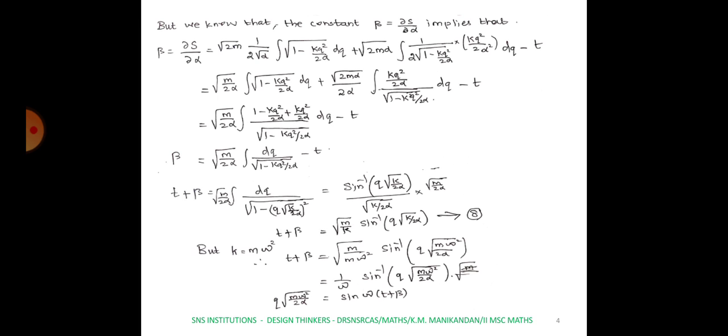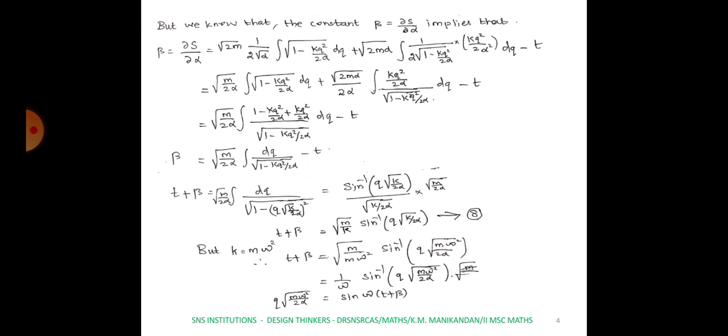But we know that the value of k is equal to m into omega square. Initially we have assumed it. So therefore replace k by m omega square in equation 8. We will get root of m divided by m into omega square, sin inverse of q into root of m omega square by 2 alpha. Now by cancelling m and taking omega square out of the square root, 1 by omega into sin inverse of q into root of m omega square by 2 alpha.